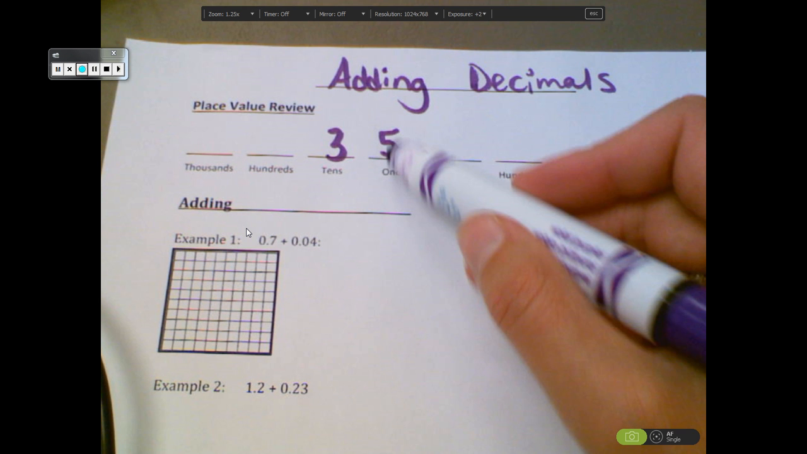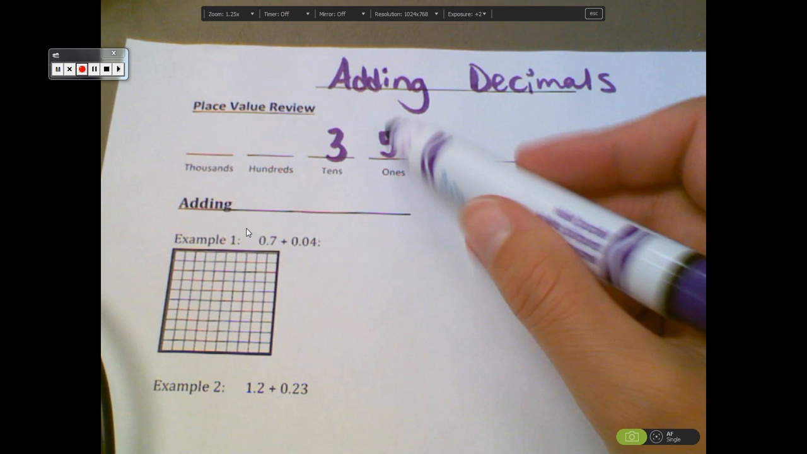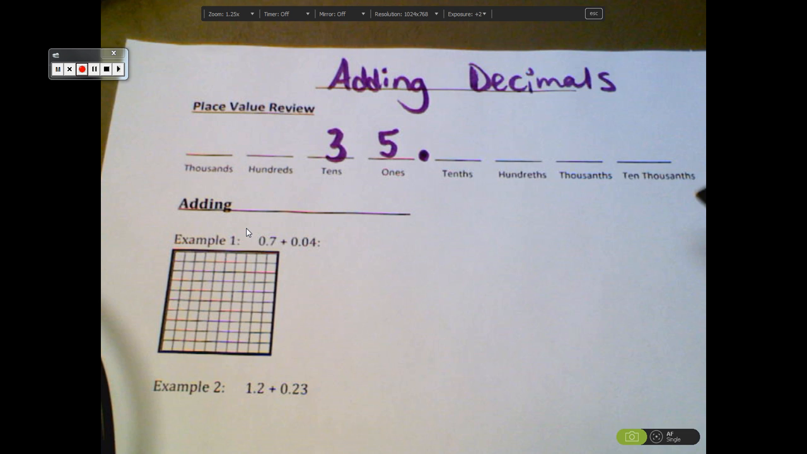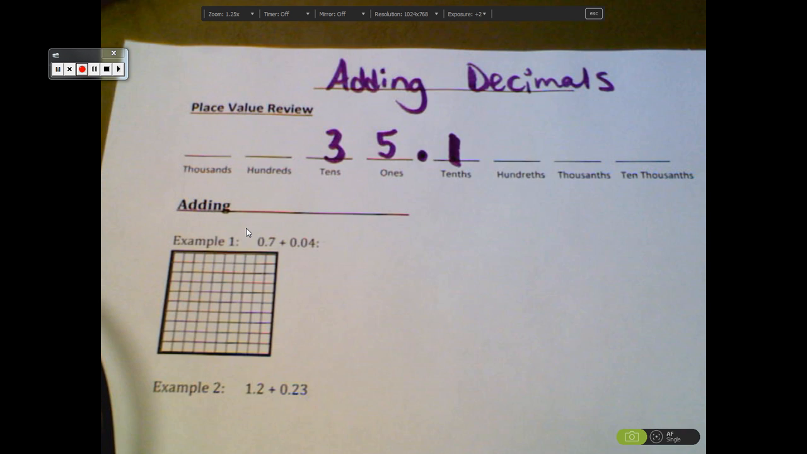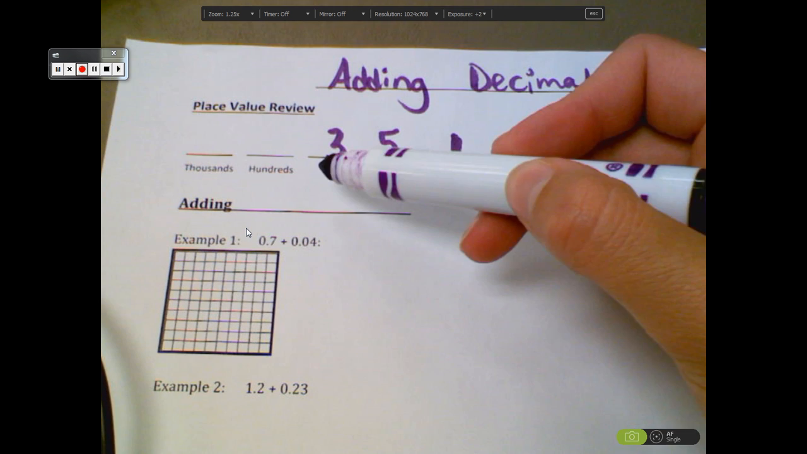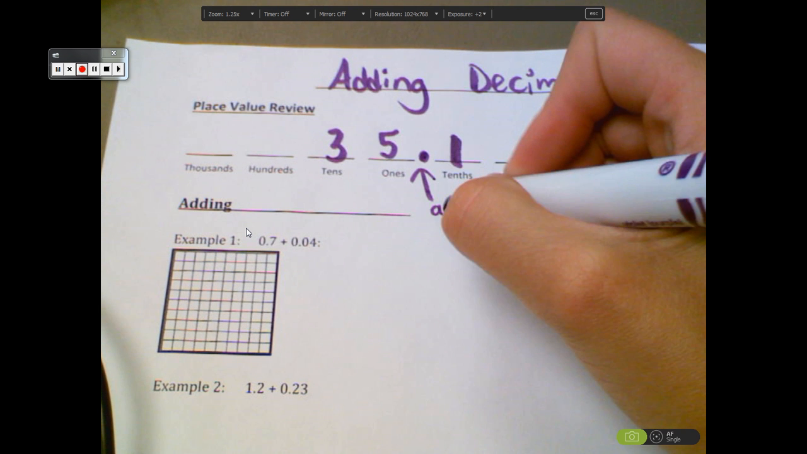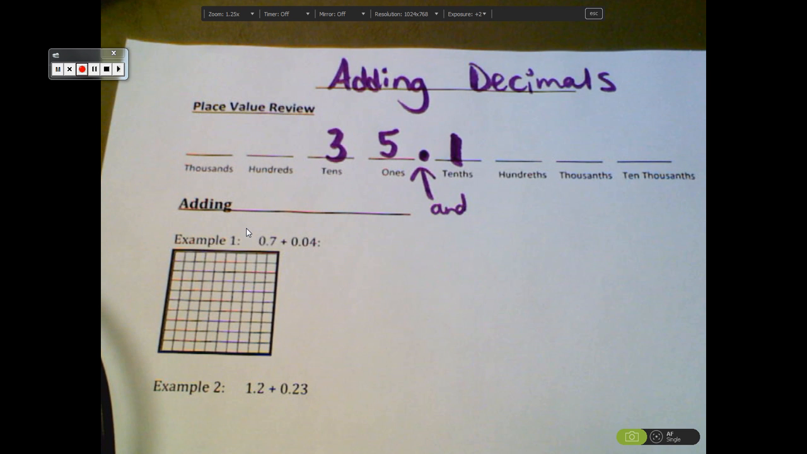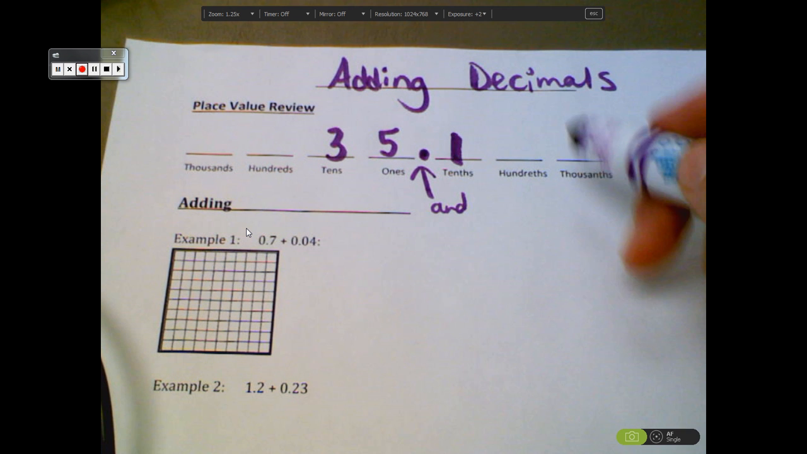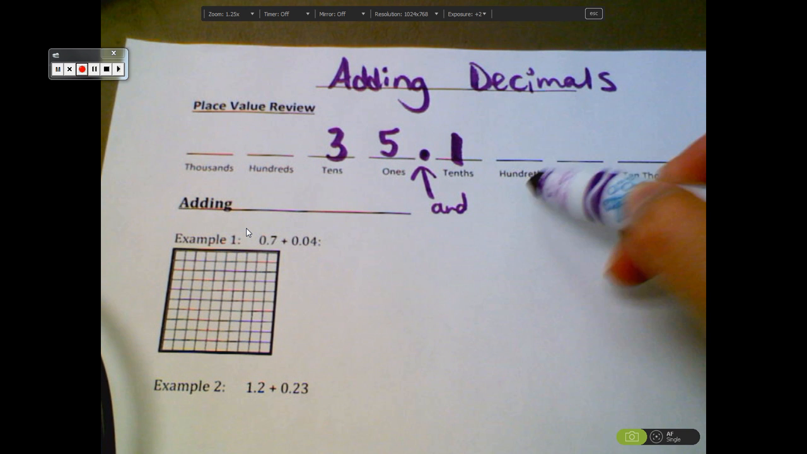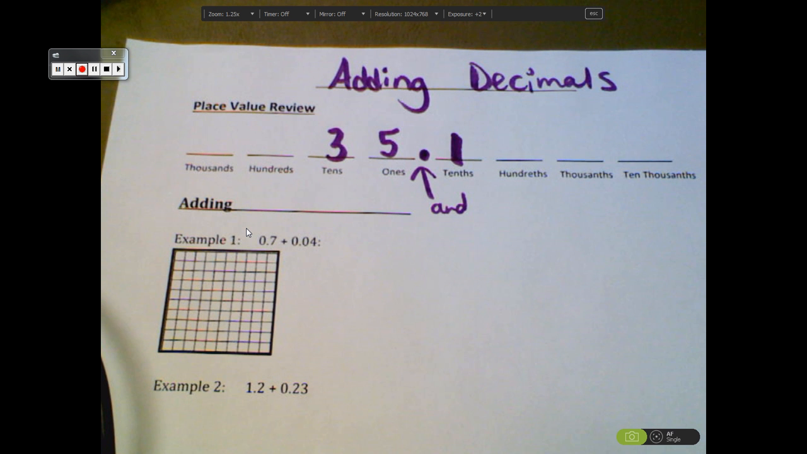Think about this as being 5 whole pizzas. And if I put a 1 here, that would be 35 whole pizzas and, the decimal is pronounced and, 1/10. Now, 1/10 of a pizza is really small. It's just a slice. After this, it just keeps getting smaller and smaller and smaller. So you can kind of visualize that in your head.